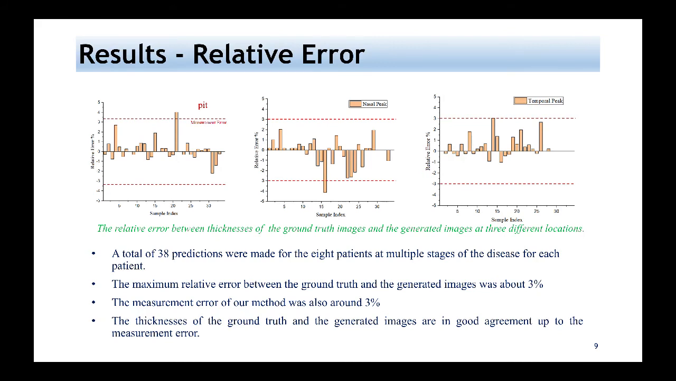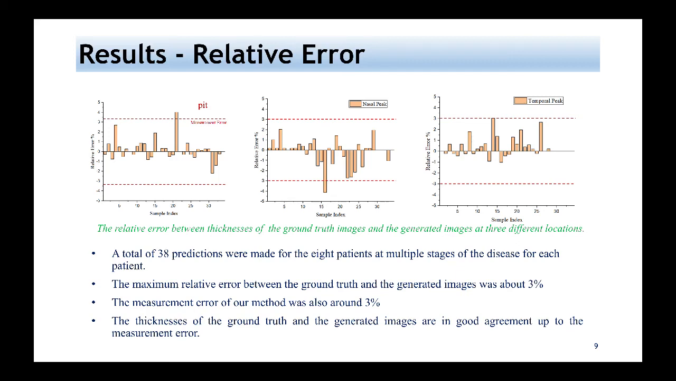In this slide, we summarize our results. We have plotted the relative error against the sample indices. We made a total of 38 predictions for 8 patients at multiple stages of the disease.